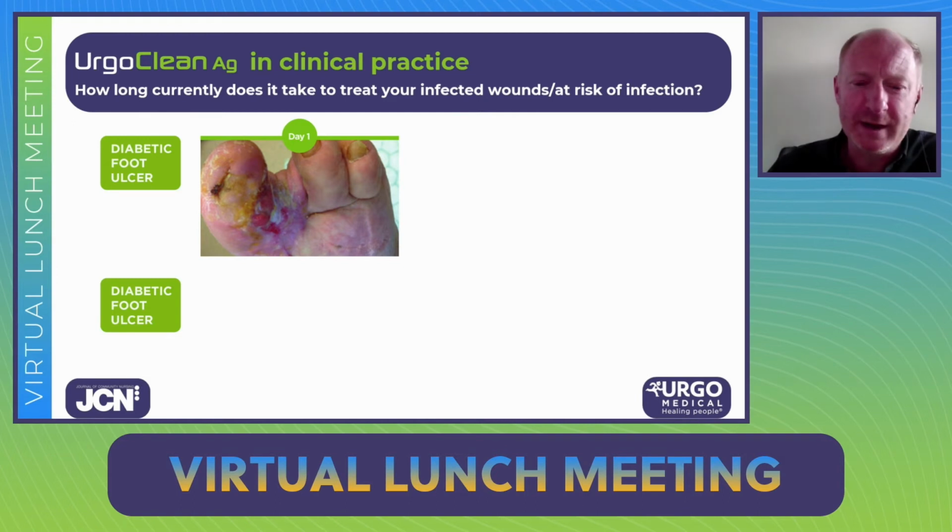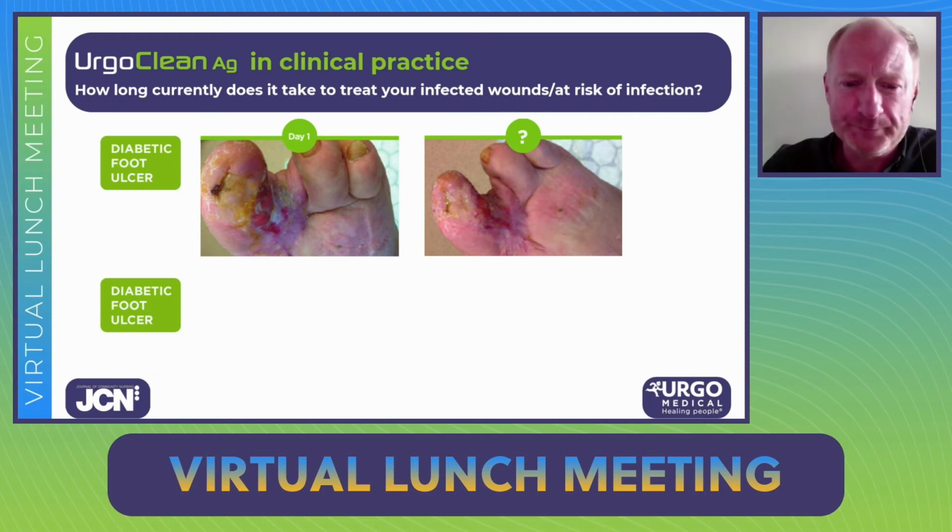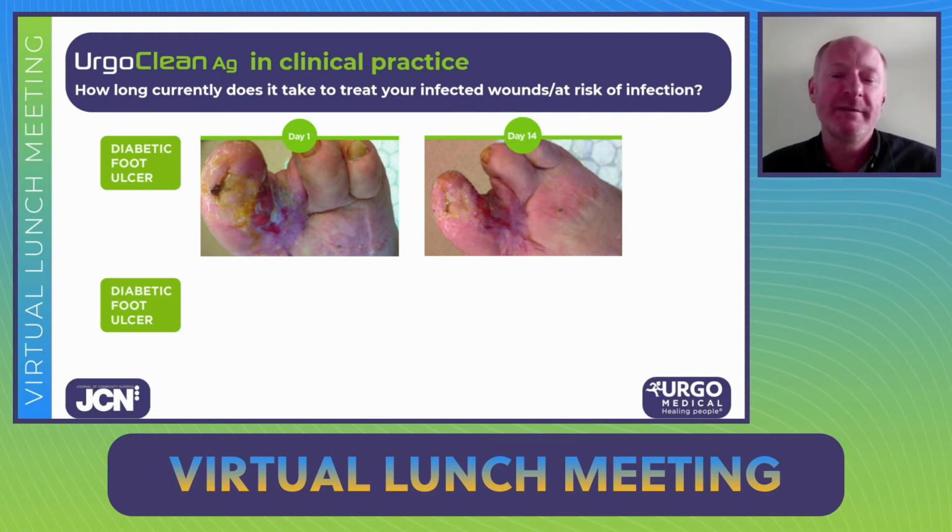When treated with UrgoClean Ag, the wound bed was cleared up nicely, and you can see that epithelial tissue coming in, and the size of the wound has shrunk. This was achieved in 14 days as well. And for a diabetic foot ulcer, this is an excellent result because they are amongst the most difficult wounds to treat because of the pathophysiology. That's an excellent result.